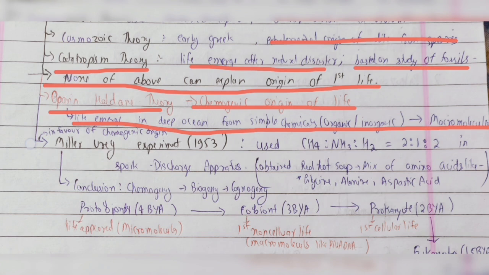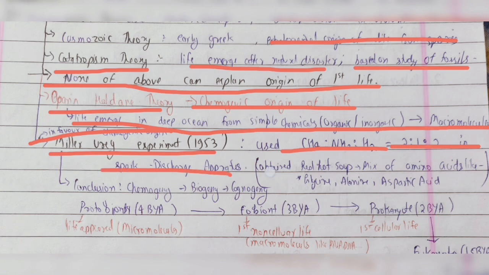Then, in favor of Oparin-Haldane's chemogenic origin of life came the Miller-Urey experiment in 1953. They used a composition of methane, ammonia and hydrogen gas in the ratio 2:1:2 in a spark discharge apparatus, and they obtained a red hot soup, a mixture of amino acids like glycine, arginine, aspartic acid. Their conclusion was chemogeny happens first, then comes biogeny, and last cognogeny.